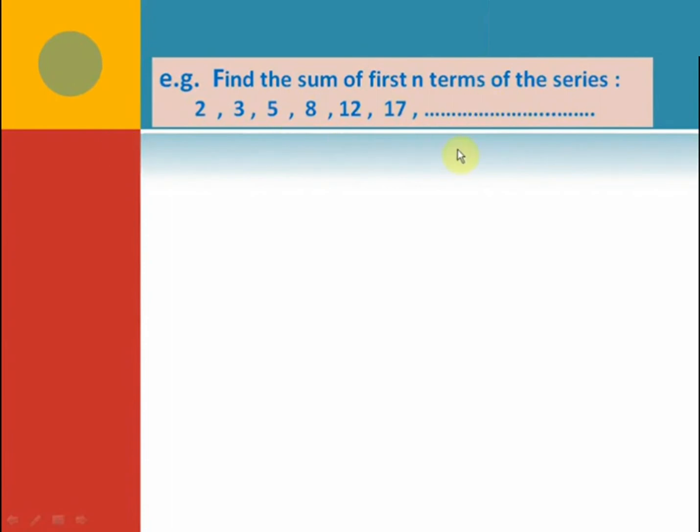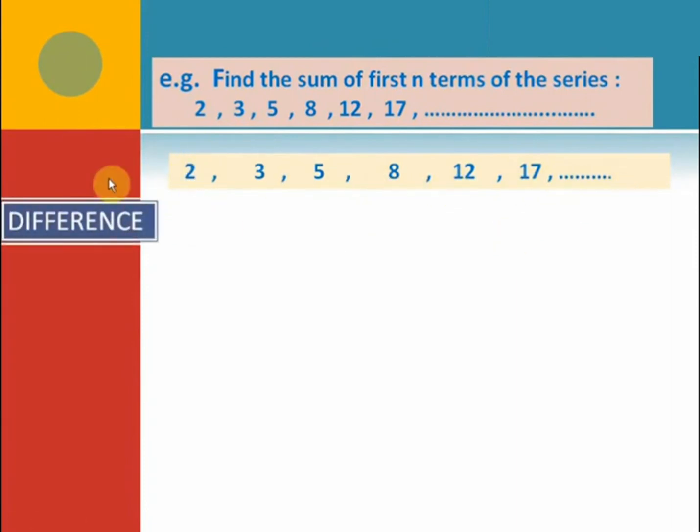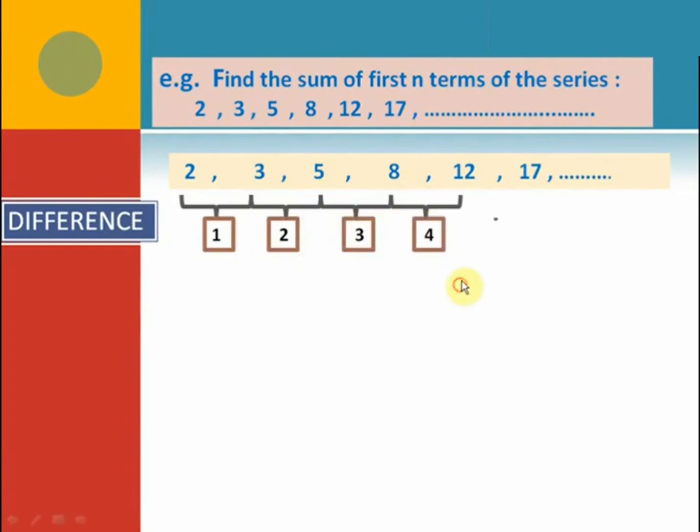Now this series is neither an AP, nor a GP, nor an HP, nor an AGP. So what kind of a series is this? Let's try to see that. The terms are 2, 3, 5, 8, 12, 17 and so on. If you look at the difference between the successive terms, this difference is equal to 1, this difference is equal to 2, this difference is equal to 3, this difference is 4 and this difference is 5. So we see that the differences are in AP. It satisfies the criteria, that is, the difference between the successive terms is in AP.